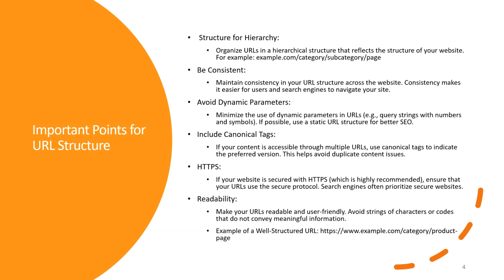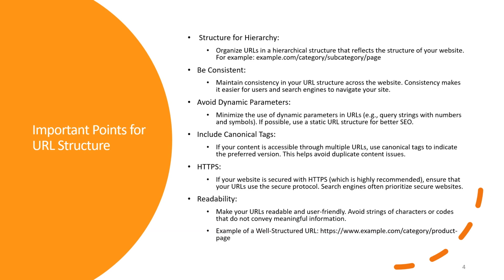Avoid dynamic parameters. What this means is minimize use of dynamic parameters, i.e. query strings with numbers and symbols. Basically, if you have, for example, a filtering system in your website, try and avoid having that directly affect the URL. Try and stick to static URLs because oftentimes if you change some parameters, those pages suddenly no longer exist or you get errors and that can cause a whole lot of issues. Try and avoid that. Try and keep your URLs as static as possible when you can.